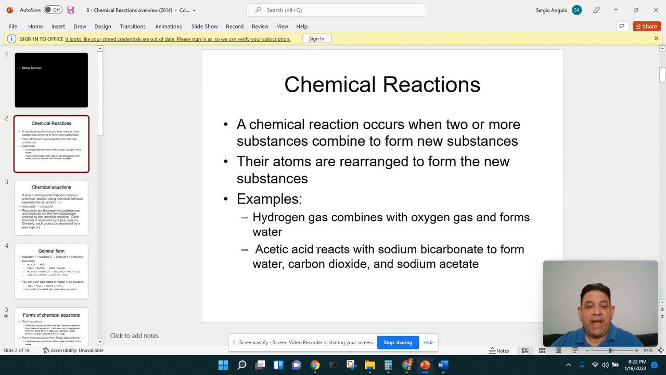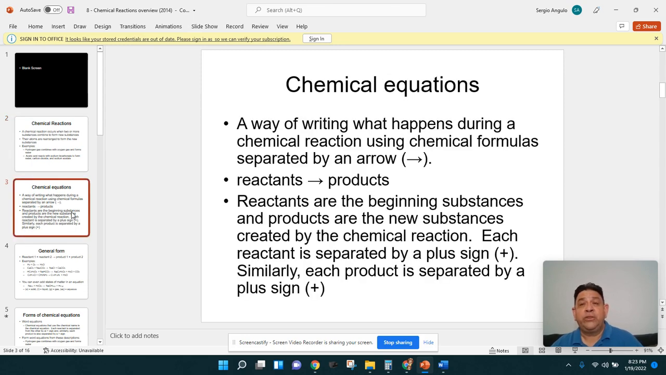Or here, acetic acid reacts with sodium bicarbonate. So you've got acetic acid and sodium bicarbonate, they come together and they form new substances. They form water, carbon dioxide, and sodium acetate. So we get new stuff. Okay. Now, in order to describe these chemical reactions, we write out chemical equations, and chemical equations are basically shorthand for describing what happens during a chemical reaction.